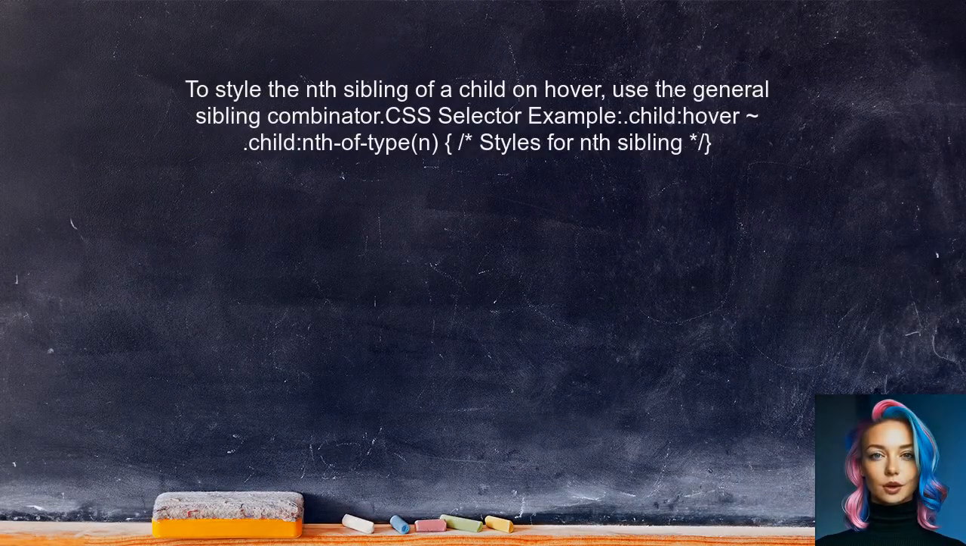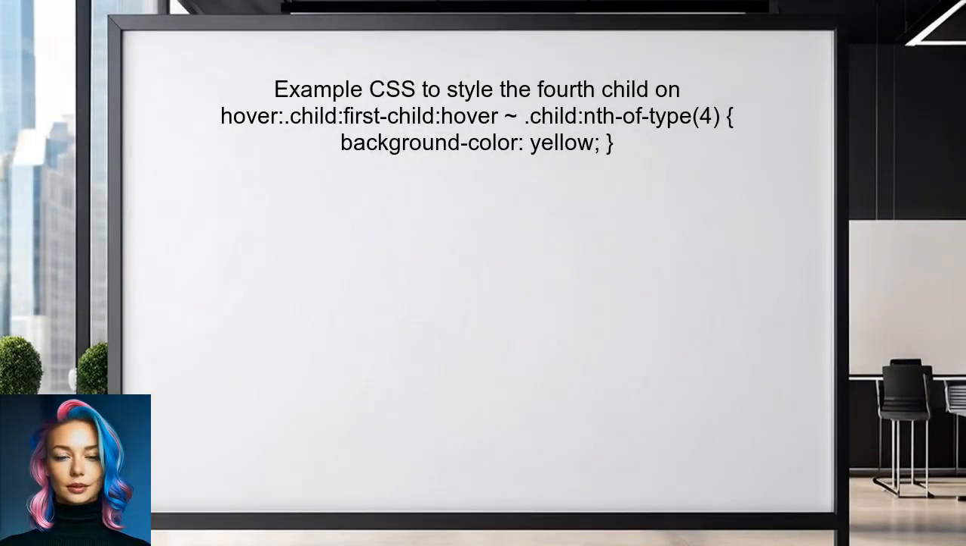To style the nth sibling of a child when hovering over another child, the user can utilize the general sibling combinator in CSS. This allows for selecting siblings that follow the hovered element. In this case, the user can target the fourth child when hovering over the first child. The CSS rule would look like this. The first child hovered will affect the fourth child.